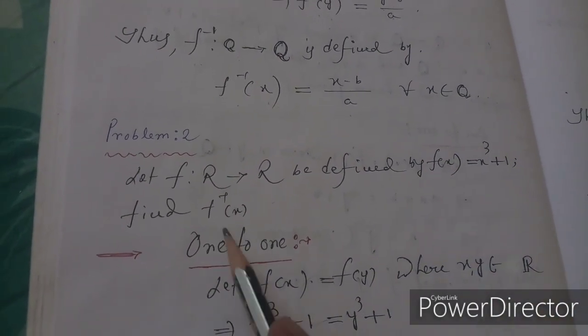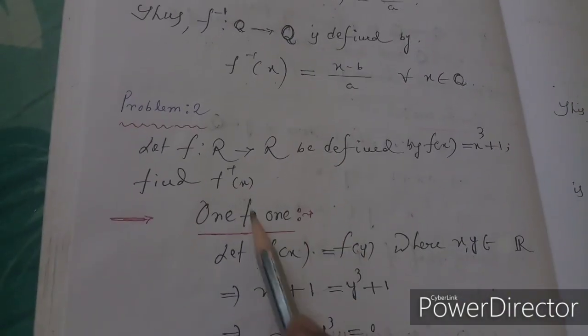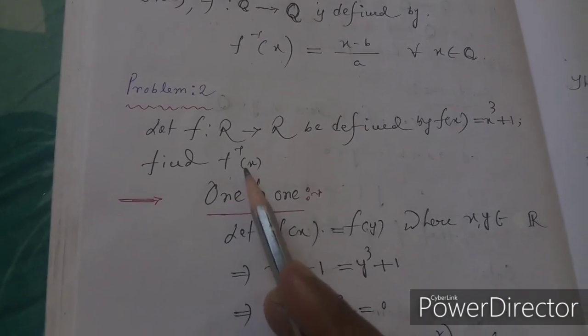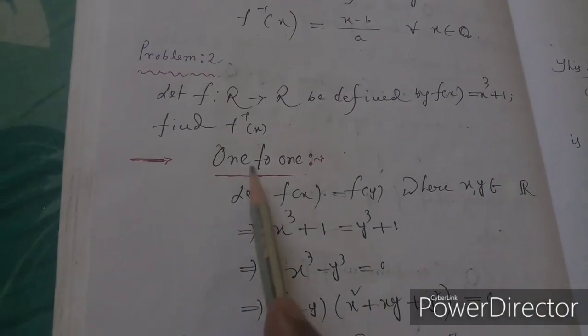So now problem number 2: let f from R to R be defined by f x equals x cube plus 1, find f inverse x. That means you have to find the f inverse. That means you have to first show whether f is invertible or not. That means you have to check that f is 1 to 1.